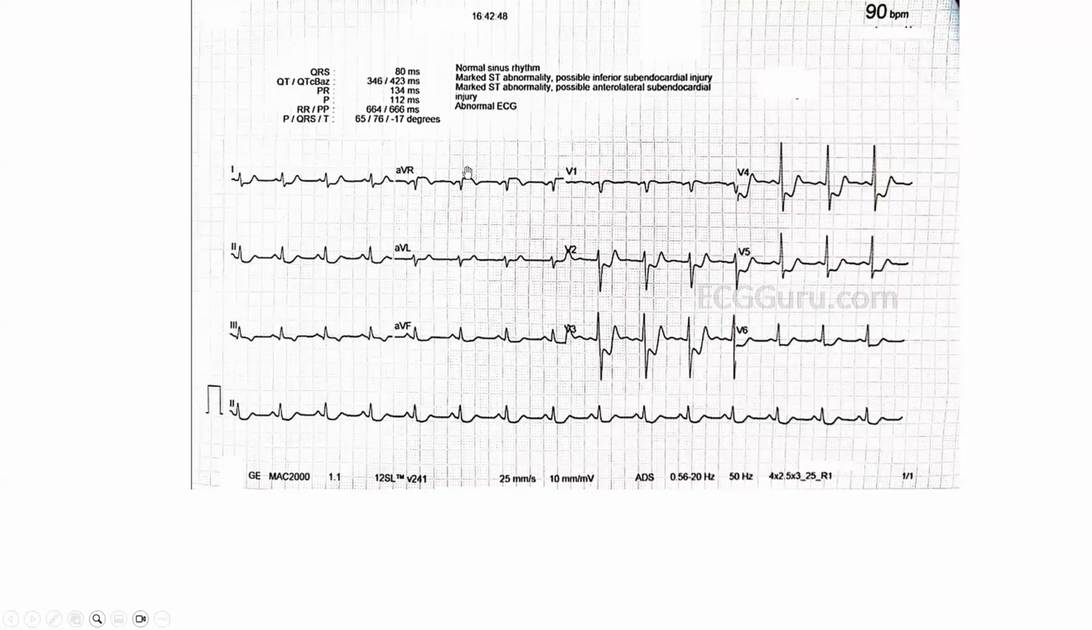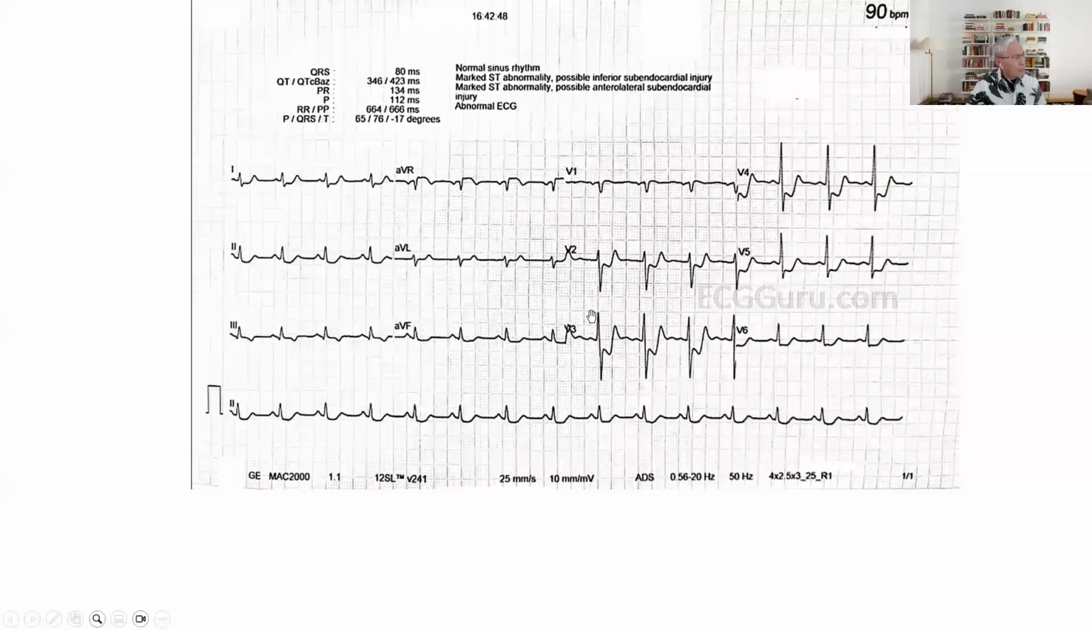So there's only one over here, and all the rest, I'm going to help you out. This is depressed. This is depression. This is elevated, but it's only one. This is normal. This is normal. This is normal. This is depressed. This is depressed. This is depressed. So we have a non-STEMI.